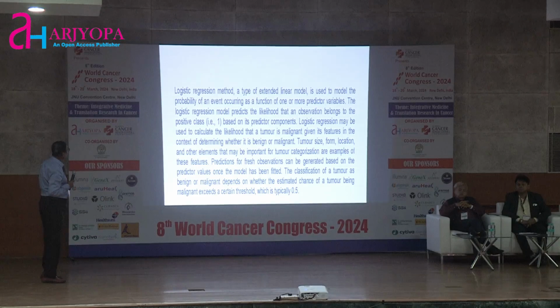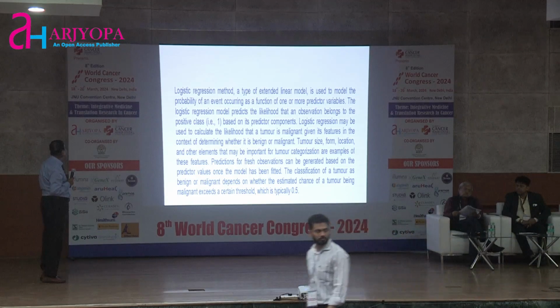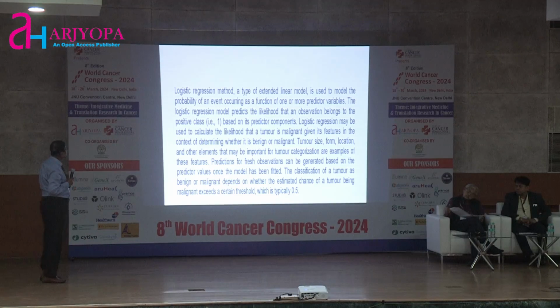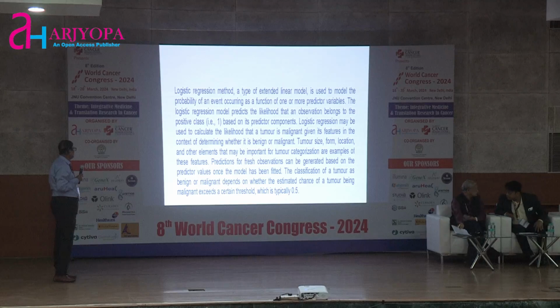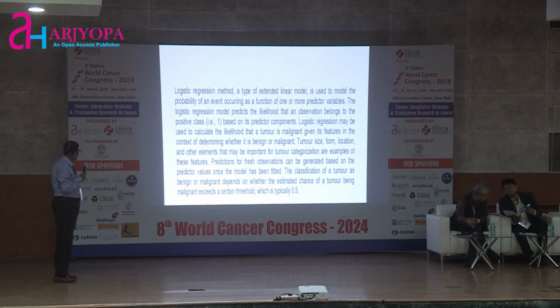The logistic regression method, a type of generalized linear model, is used to model the probability of an event occurring as a function of one or more predictor variables. The logistic regression model predicts the likelihood that an observation belongs to the positive class based on the predictor components. Logistic regression may be used to calculate the likelihood that a tumor is malignant given its features, in the context of determining whether it is benign or malignant. Tumor size, form, location, and other elements that may be important for tumor categorization are examples of these features. Predictions for a fresh observation can be generated based on the predicted values once the model has been fitted. The classification of a tumor as benign or malignant depends on whether there is a sufficient chance of it being so or not.